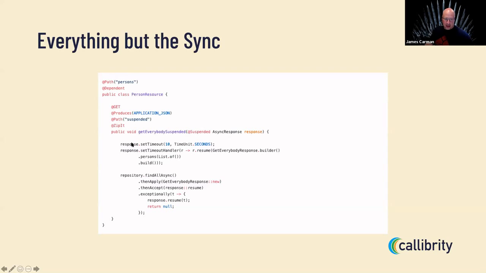What this is saying is that, hey, after 10 seconds, just give up. Don't wait around anymore for this asynchronous processing to do its thing. And we set a timeout handler and say, once the timeout hits, here's what you do. And in our case, we just build a get everybody response with an empty persons list, right? There are no people in that case. So we wait around for 10 seconds and we just give up.